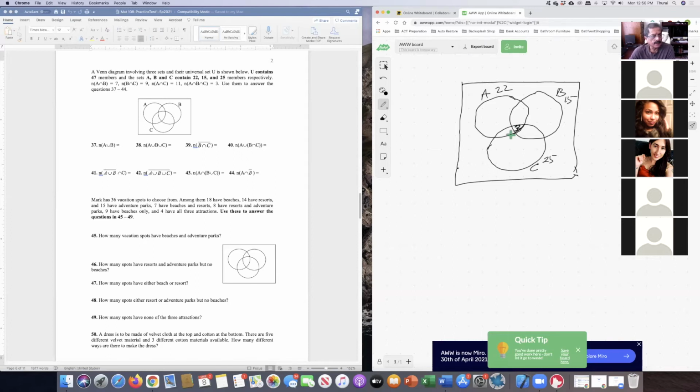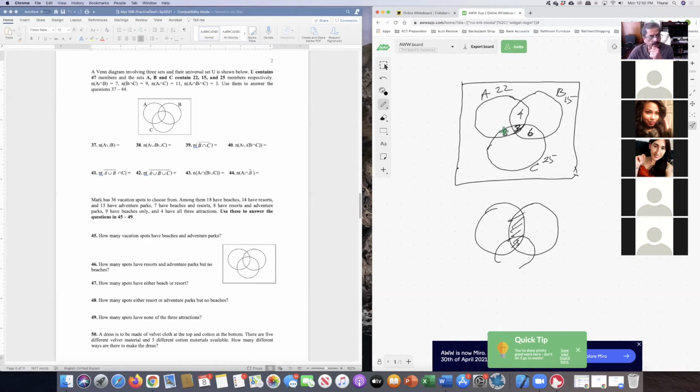Now we can use the other numbers. A intersection B is 7, all of this, but a portion of that is 3. So I have to subtract that 3 to calculate the remaining section. 7 minus 3 is 4, that's here. Similarly, B intersection C is 9, so 9 minus 3, 6 goes here. A intersection C is 11, so 11 minus 3 is 8, goes here.